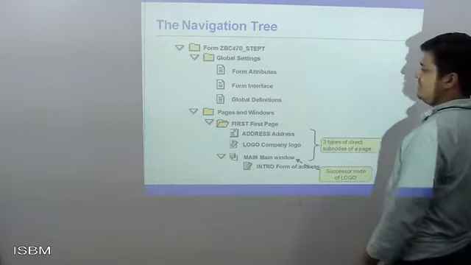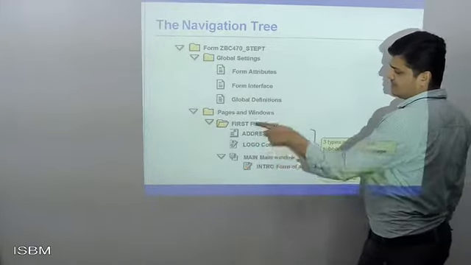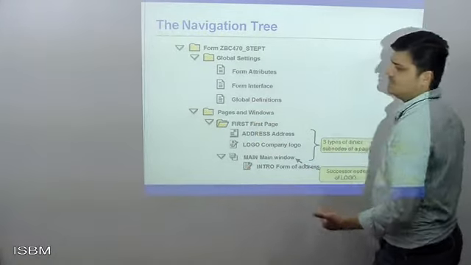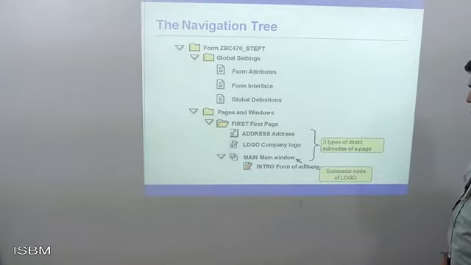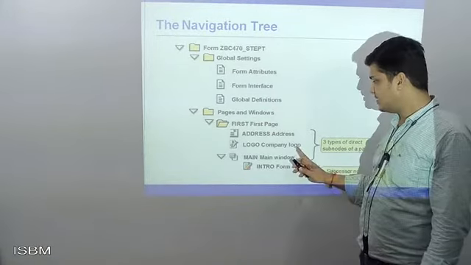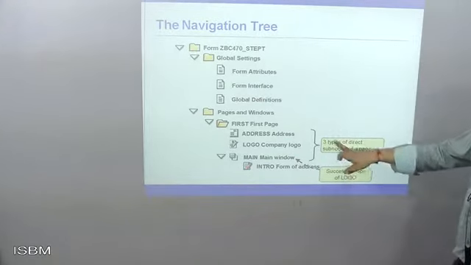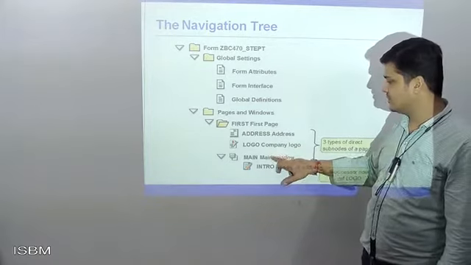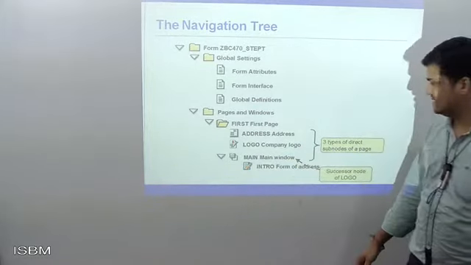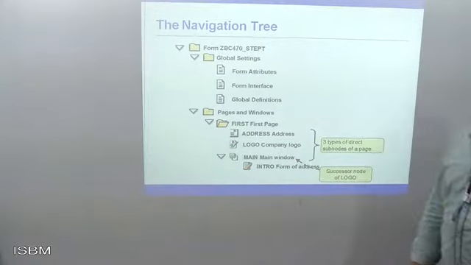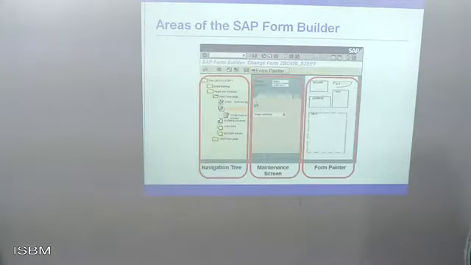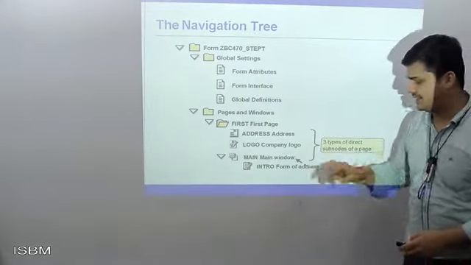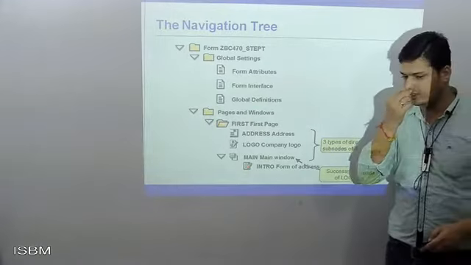Then we have a page and page window, which I have shown you. The first page we have completed here. If there is a second page, we can give you the second page here. But in the first page, I want the address and company logo. You can see there are three different types of direct subnodes of a page. These are the subnodes of the page. In the address window, which I have shown you previously, this is the address window here. In the address window we write our code to fetch the data for that particular customer.